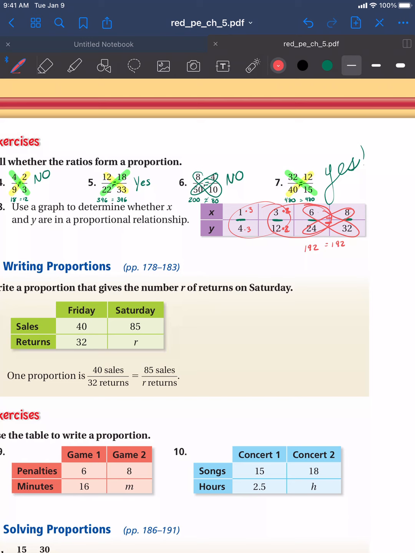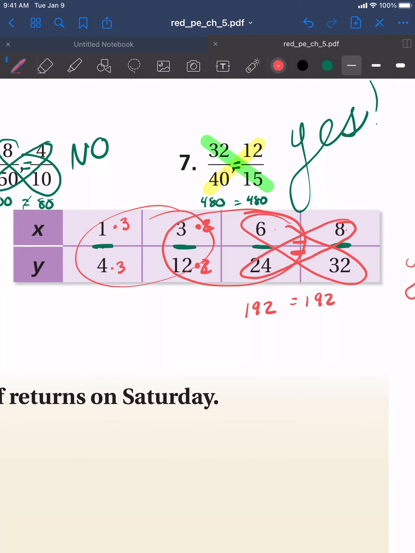Yes, Grace. Miss Minor, I'm just asking, could you also tell that the bottom is 4 times the top, so could you do it that way? Yeah, so I could say x is times 4 to get y. X is 4 times to get y, for sure. That'd be another great way to do it. Love that method.